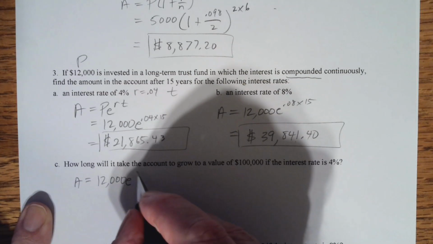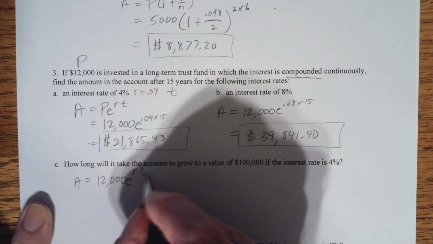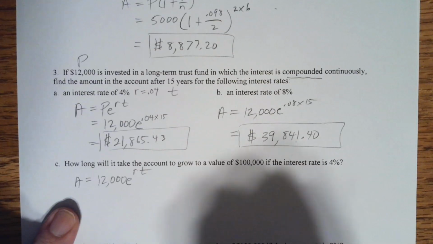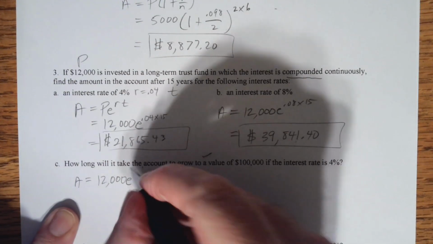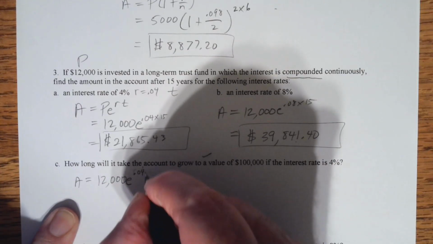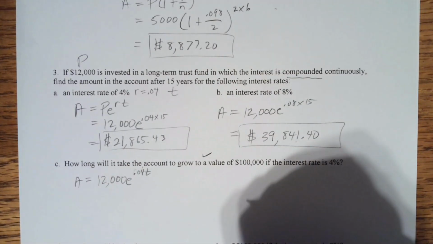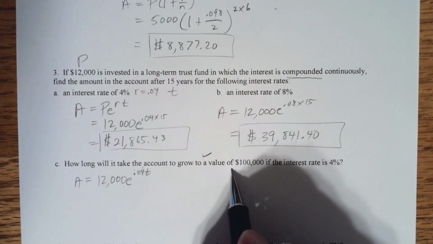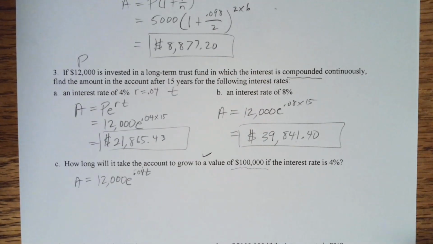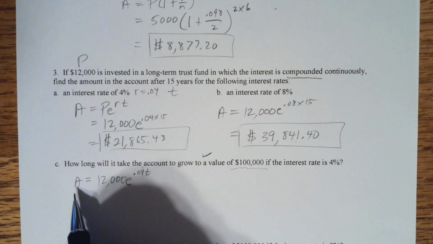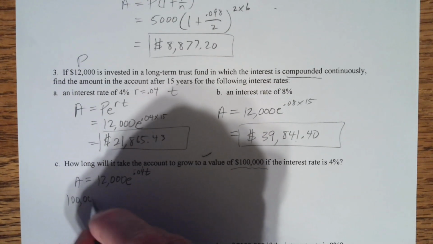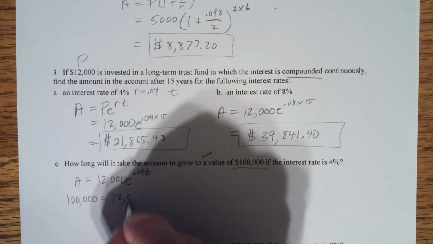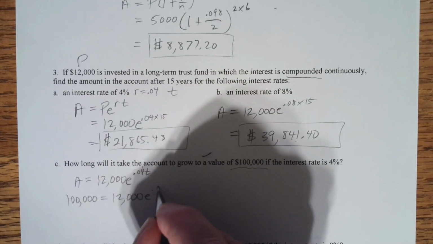It's e to the RT. I guess I should put in 0.04 times t. Now we're missing one thing. Notice we want this money to grow to 100,000. That's going to be our A. So it would be 100,000 equals 12,000 times e to the 0.04 times t.